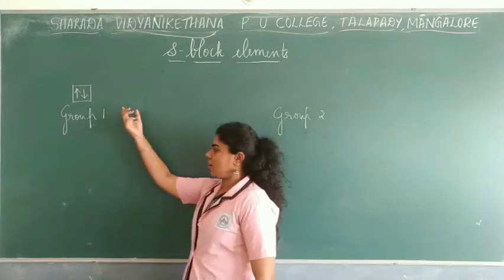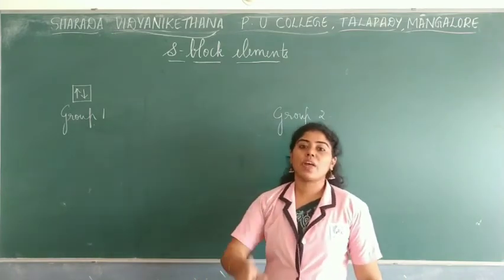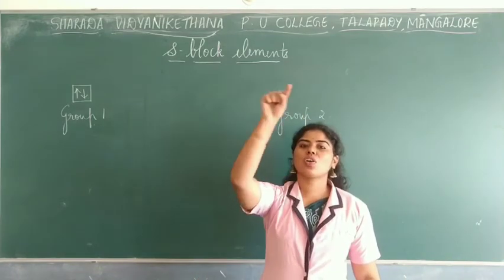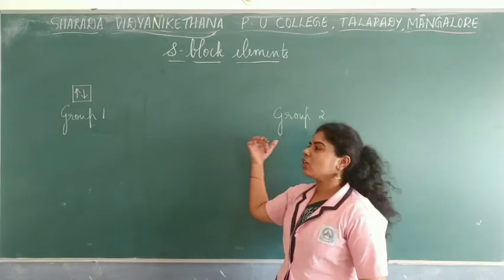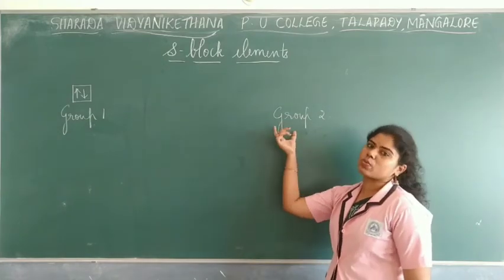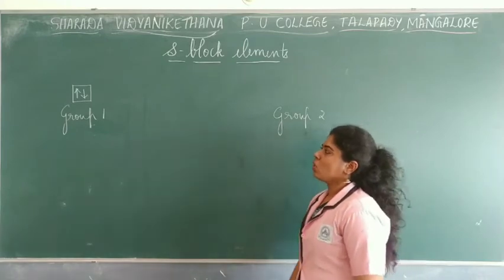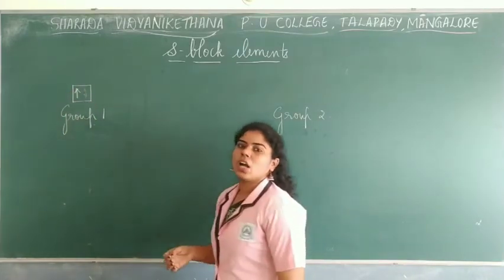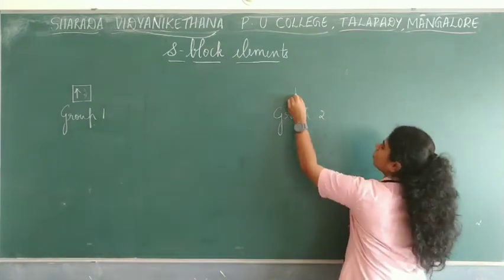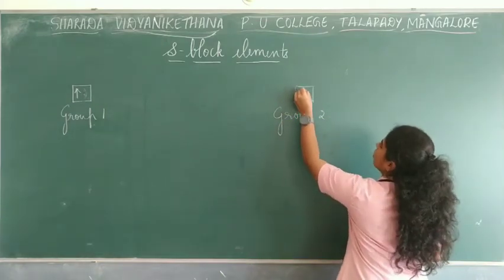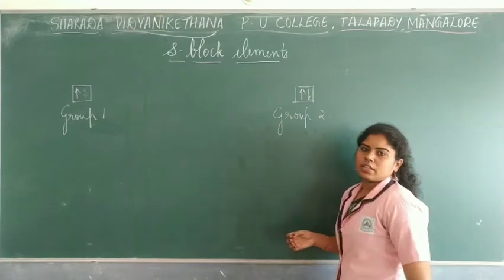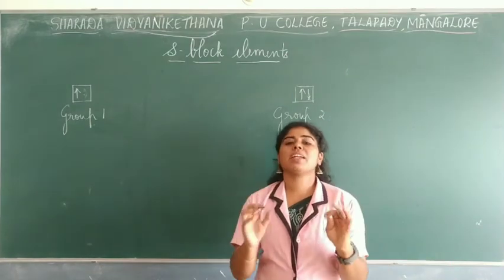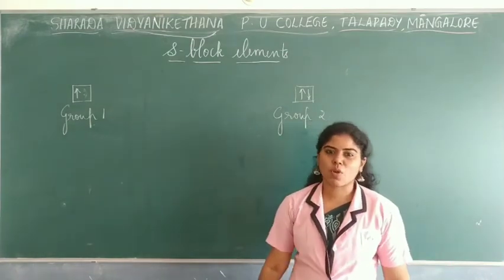In group 1, the last 1 electron occupies the S orbital, and in group 2, 2 electrons occupy the S orbital. So I can designate it something like this: 1 electron is occupying the S orbital, and here in group 2, there are 2 electrons occupying the S orbital. So this is a basic idea about the S block elements, right?